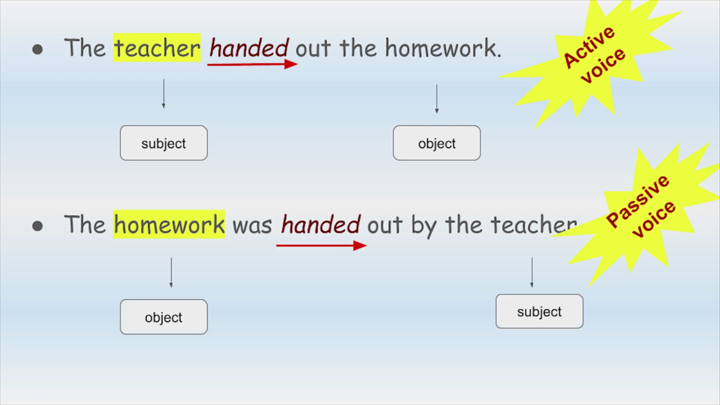In the second sentence, the homework was handed out by the teacher. The subject is now the receiver of the action. So, the object is now in the position of the subject, and the subject is in the position of the object. The emphasis is on the object, which is the homework.